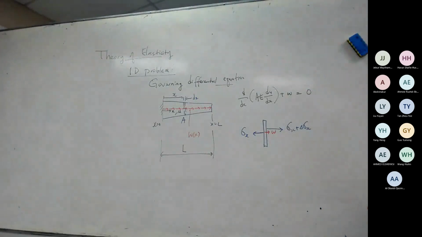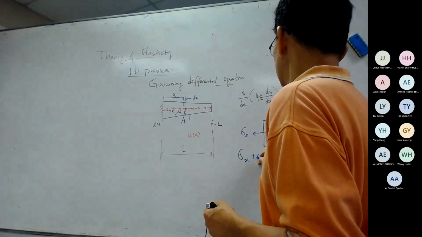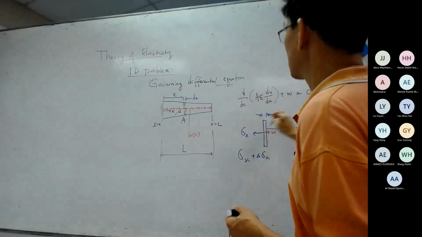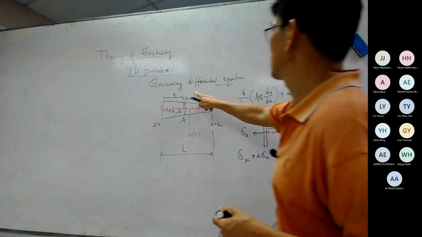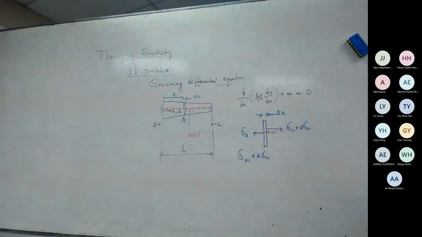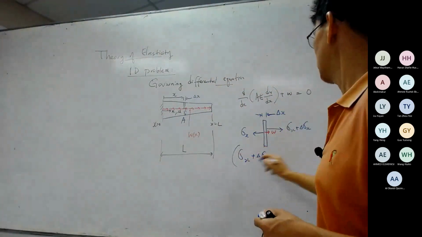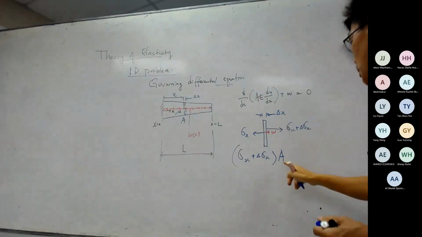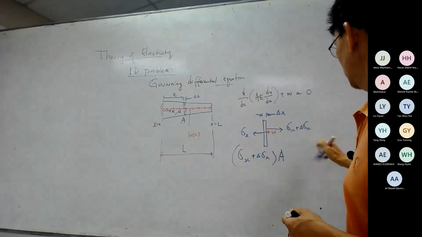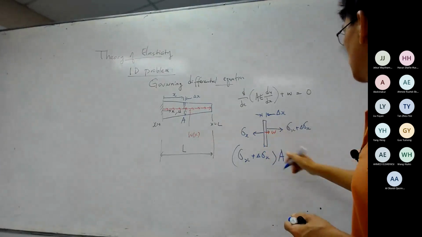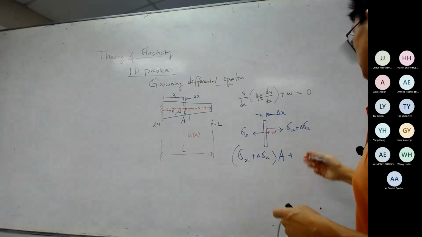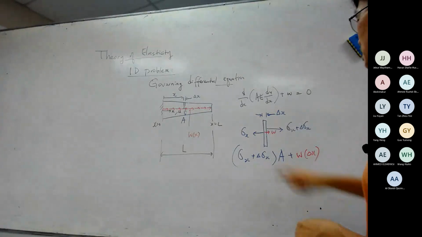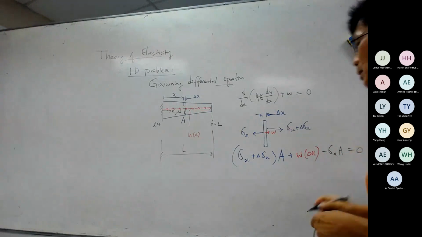So by considering the equilibrium, we have sigma x plus delta sigma x. We consider delta x first; later we take it to the limit of dx, so we can get the differential equation. So (sigma x plus delta sigma x) multiplied with A. Equilibrium must be of forces, so we must take note of the forces on this side. So plus W acting over this small distance, which we consider as constant, so we have W delta x. Then minus, on the other side, sigma x multiplied with A, and this equals 0.